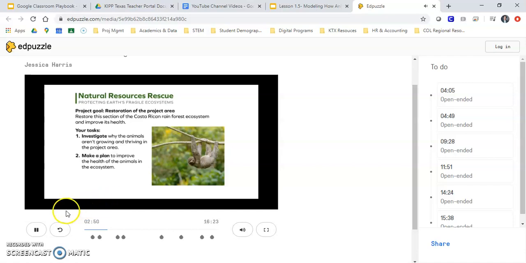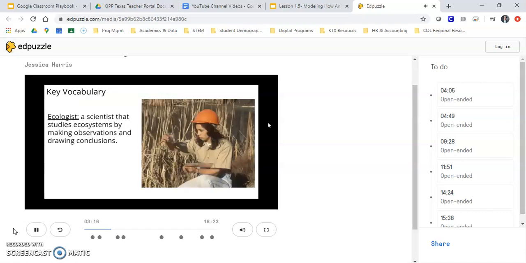So let's root ourselves, and why does this unit matter? What am I working towards? So I know that we are working towards protecting a reforested part of the Costa Rican rainforest. Our task or our goal is to investigate why the animals aren't growing and thriving in this area, and then make a plan to improve the health of those animals in the ecosystem. How can we help these animals out?